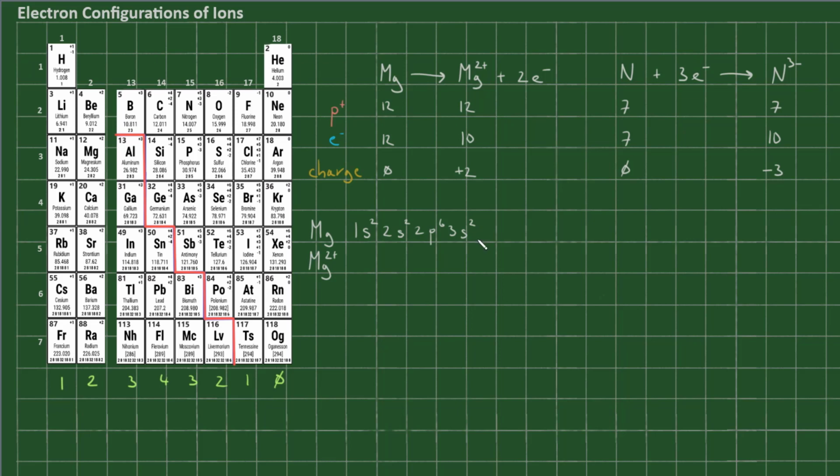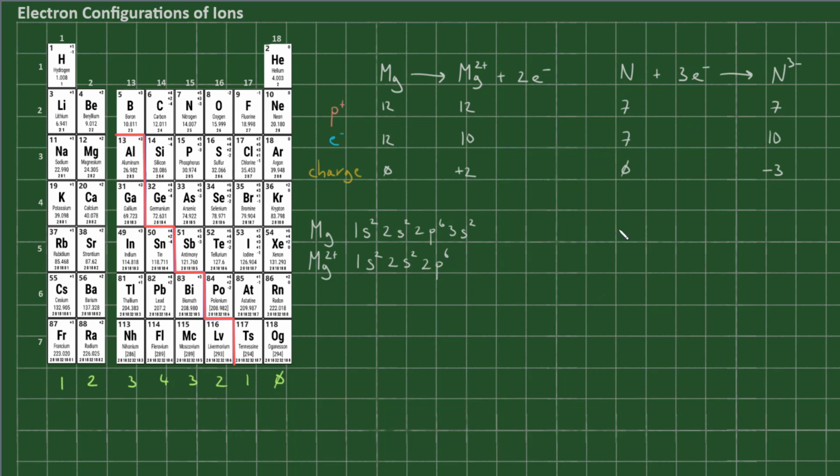What about the electron configuration of the magnesium ion? Well, the magnesium ion only has 10 electrons. Or I could say it has 2 electrons less than the actual magnesium atom. So let me write that out. I still have 1s2, 2s2, and then 2p6. And that takes care of 10 electrons.